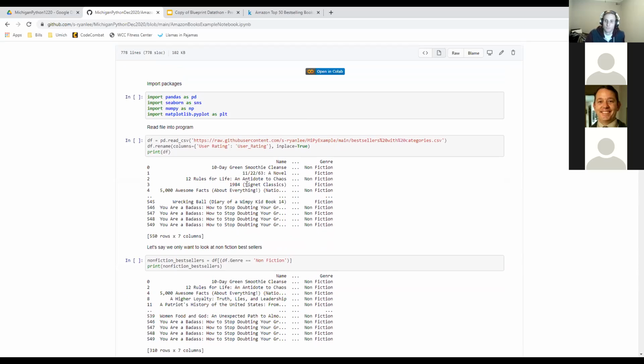Reading your file into the program with Pandas is pretty easy. It reads it into a data frame, which is this sort of nice layout here.